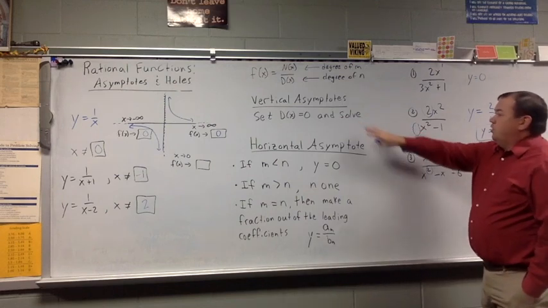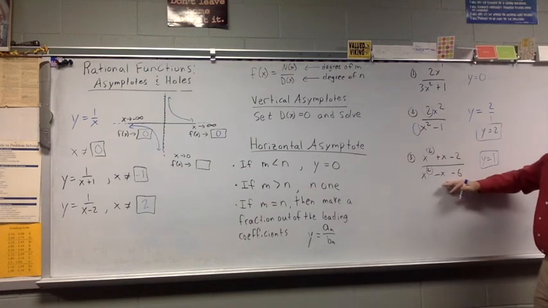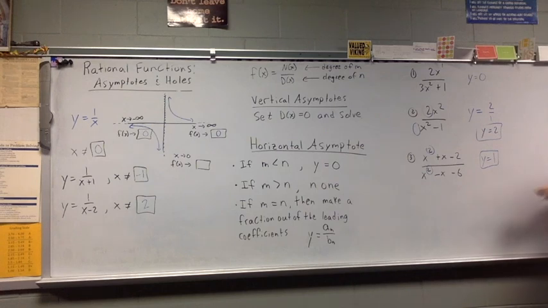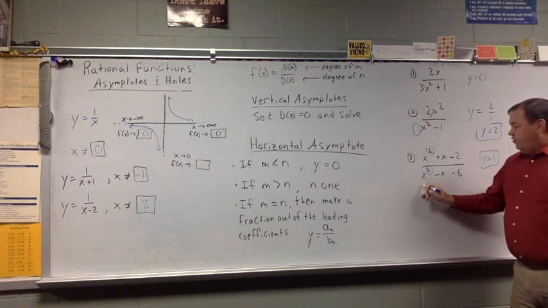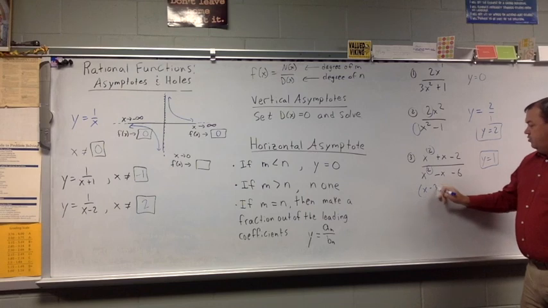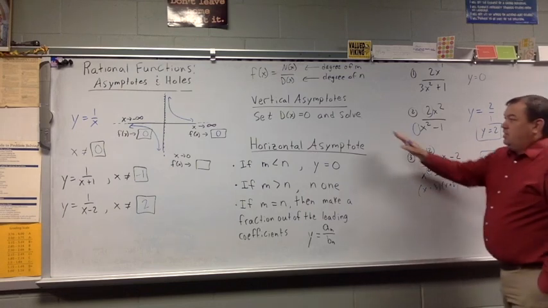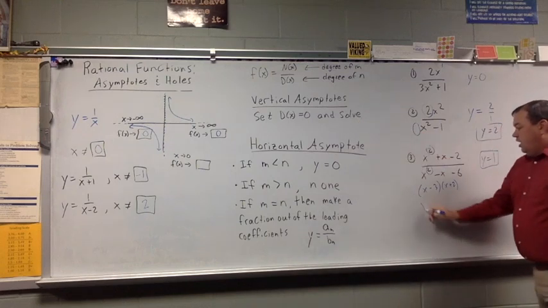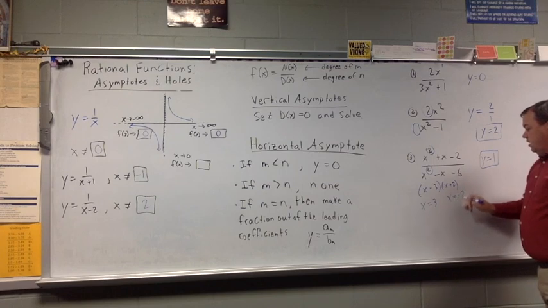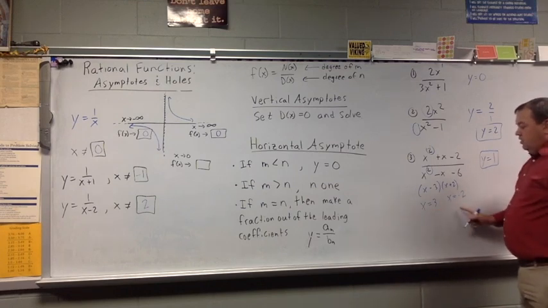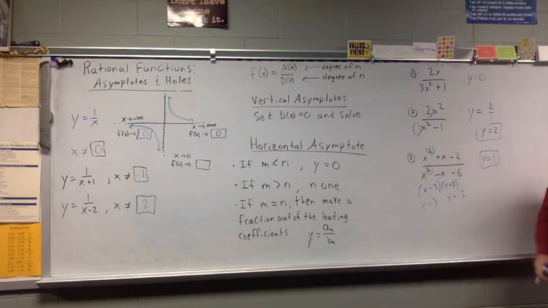Vertical asymptotes are all based on the denominator. So if I take this example right here, that denominator factors into an x minus 3 and an x plus 2. So when I set that denominator equal to 0, I get x equals 3, set this one equal to 0, x equals negative 2. That's where I would expect to see my vertical asymptotes. And we're going to dive into this a little more on my next example.